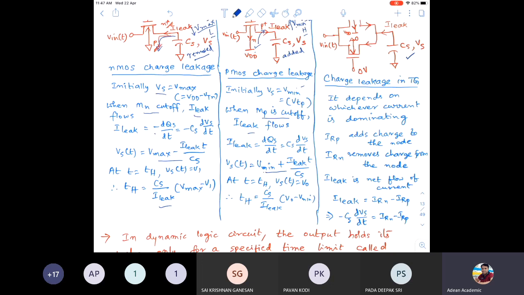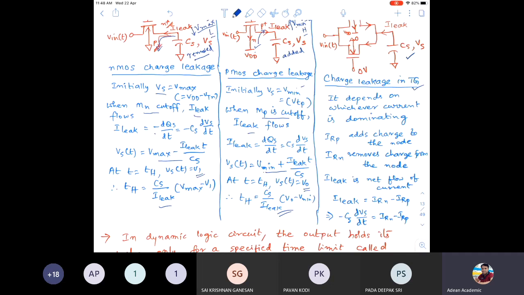Then at t is equal to Th, Vs of t is equal to V naught. V naught is the maximum low level voltage. V1 is the minimum high level voltage. If it crosses this V1, then it will be changing into indeterminate level or low level, whatever. After this V0 also, it will enter into indeterminate level or logic high. So this is Th. Similarly, in case of charge leakage in transmission gate, it depends on whichever current is dominating.